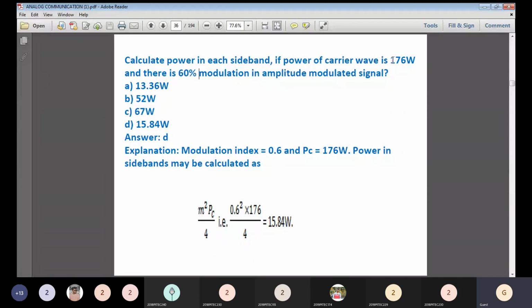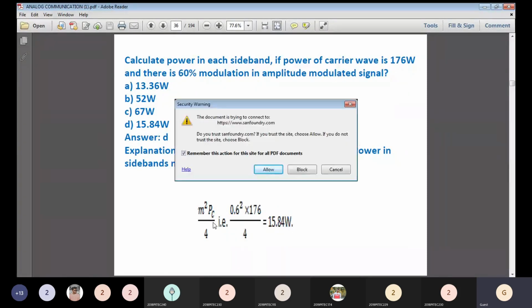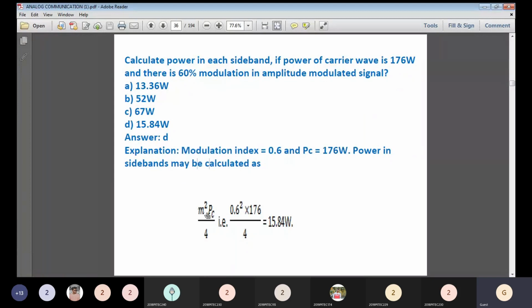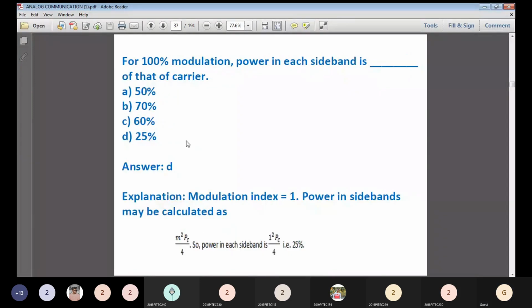The power of the carrier wave, PC, is 176 watts. PC is available here. Next is 60% modulation, so the modulation index m is equal to 0.6. Next, the power in sidebands can be calculated using this formula: m square PC divided by 4. This is the sideband power. The m value and PC value are directly provided. Substitute in the formula and calculate the value. 15.84 watts. This is the answer. 15.84 is answer D.